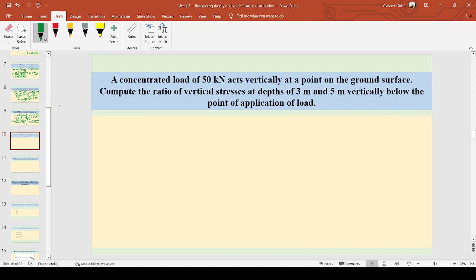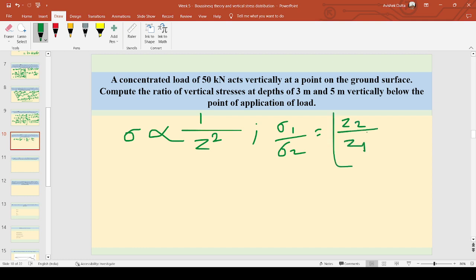A concentrated load of 50 kilonewton acts vertically. Compute the ratio of vertical stress at depths of 3 meter and 5 meter. As we have seen in the formula, stress is inversely proportional to the square of depth. So we can say that sigma 1 by sigma 2, the ratio, will be equal to z2 by z1 whole square.